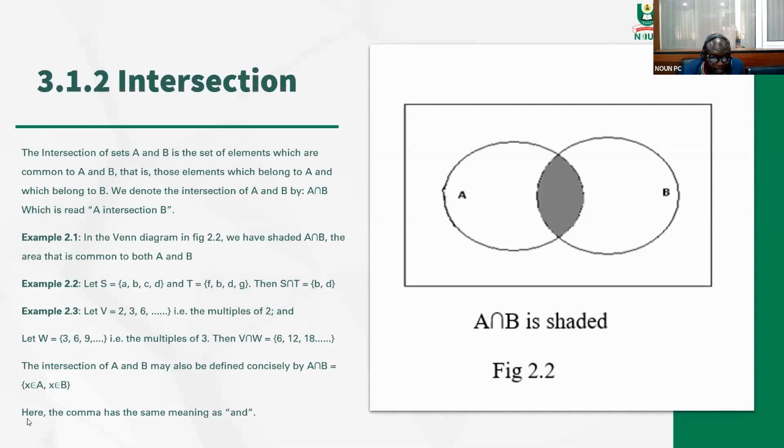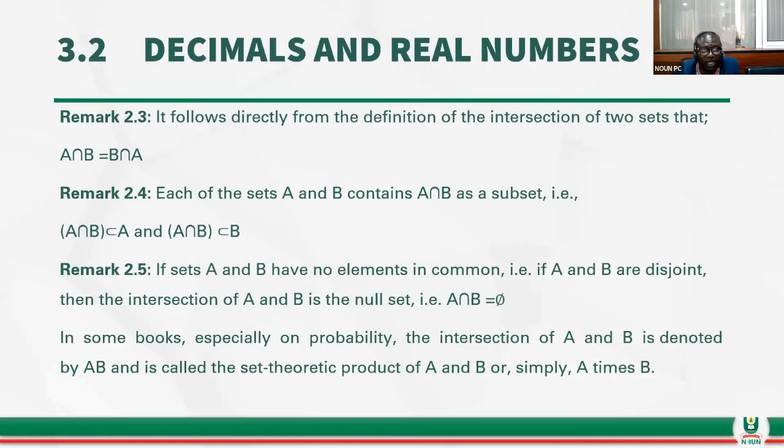You can see it said here the comma has the same meaning as and. No, you must put your hand there. You don't need comma. Put and. If you put or there instead of and, it becomes a union of the two. Is that okay? That's the difference between the definition of union and intersection.